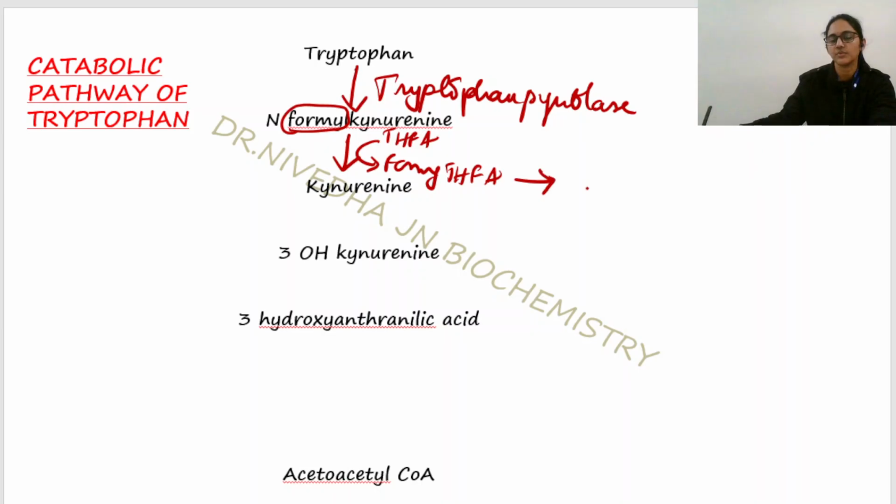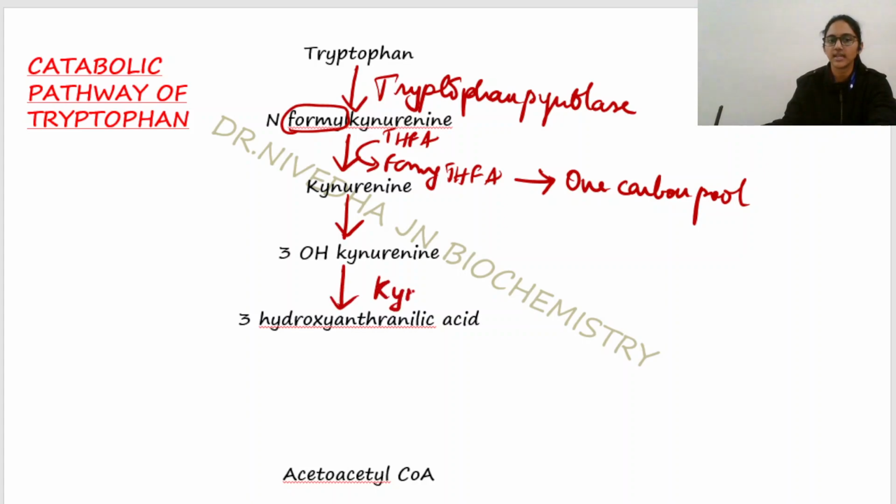formyl THFA, which now becomes one donor of the formyl group in the one carbon pool. Now this kynurenine gets converted to 3-hydroxykynurenine. Now 3-hydroxykynurenine, with the help of the enzyme kynureninase, gets converted to 3-hydroxyanthranilic acid.